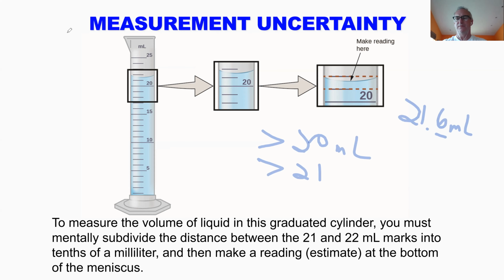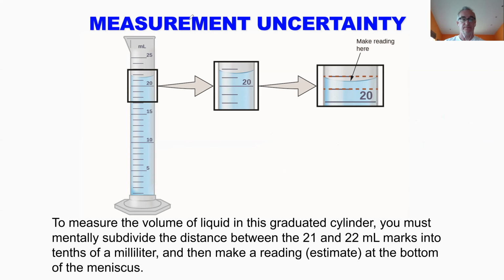I estimated that number. Someone else may say 7, someone else may say 5, someone else may say 4. But this number is significant, and this number is significant too, because it's clearly more than 21. So that's significant, but it's clearly less than 22. So this is significant as well. Okay. So basically any measurement has the last number in there as an estimate, yet it's still significant.